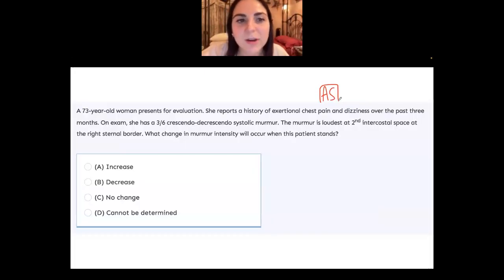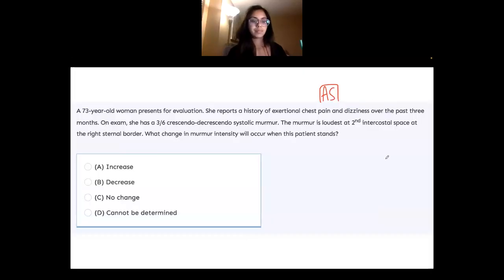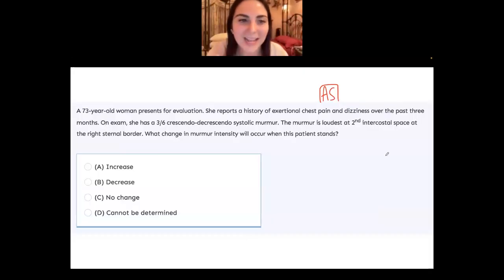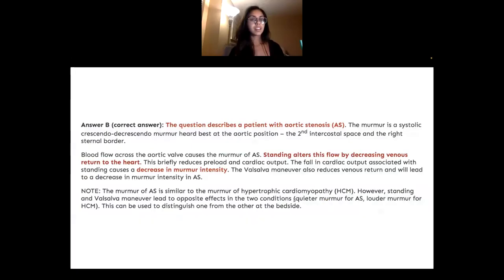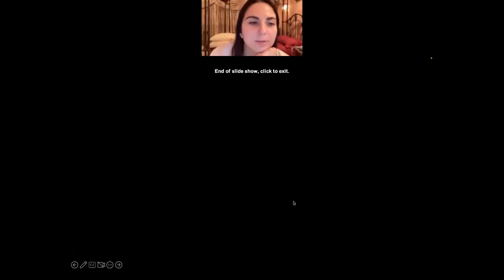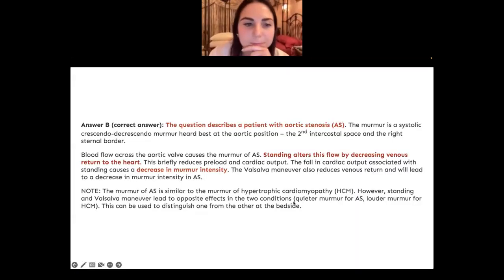So if they say a 3 out of 6 crescendo decrescendo, this is loud, I can probably hear it nicely with my stethoscope, but I need my stethoscope to hear it. I can't just put my ear up to the person's chest and hear their murmur. So what will happen to the murmur intensity if they stand? If they stand and this decreases pressures, then that would decrease. So decreasing preload, yes, it will decrease left-sided murmurs.